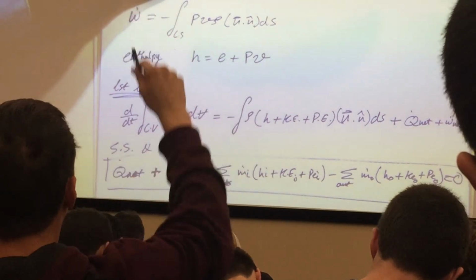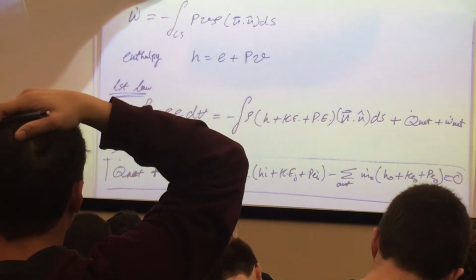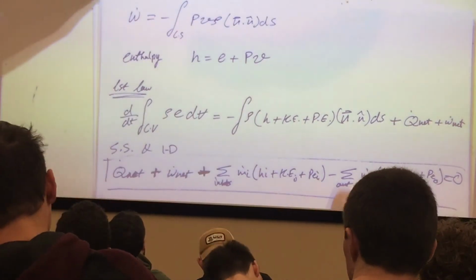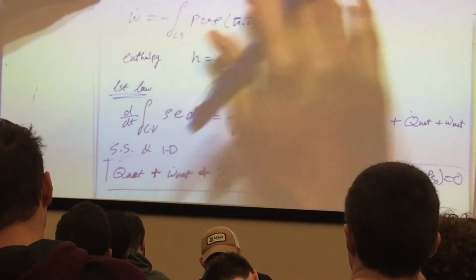I've got a question. What does that curly V represent? It's just volume. Volume? Yeah. Specific volume. Specific volume. Yes.